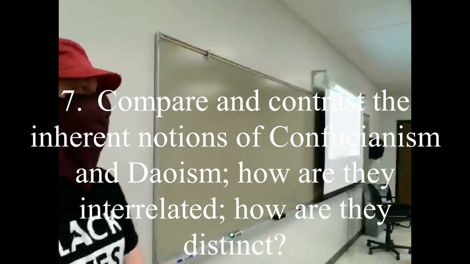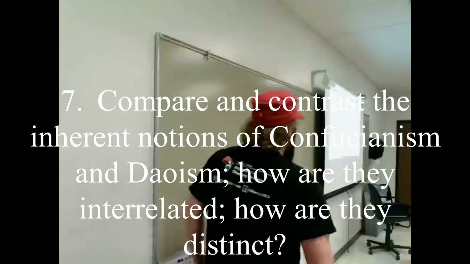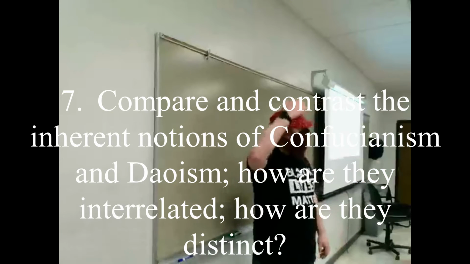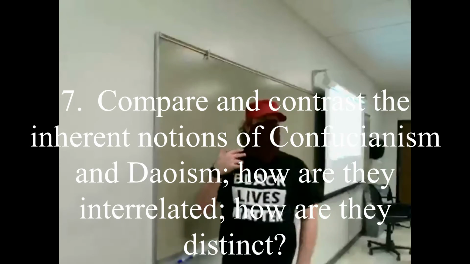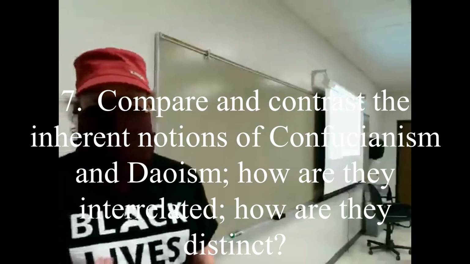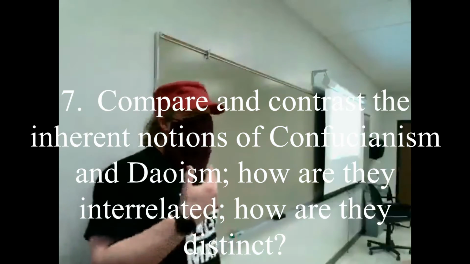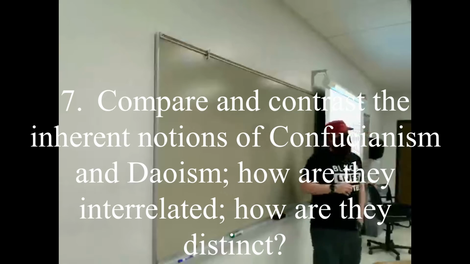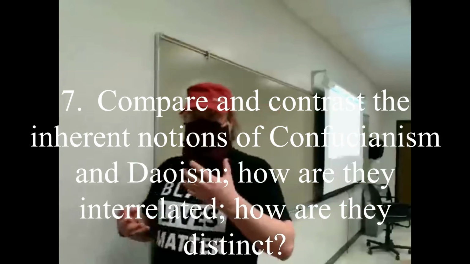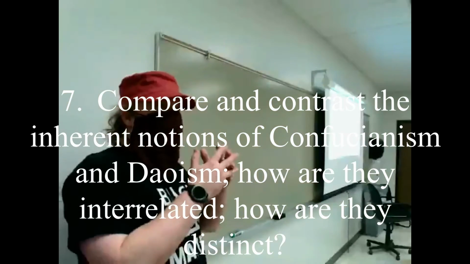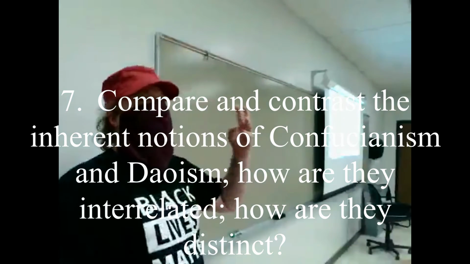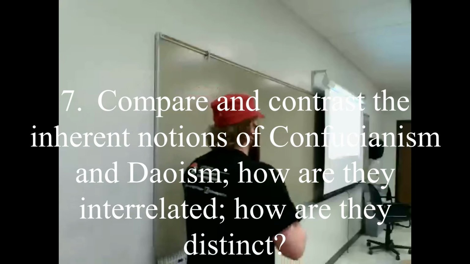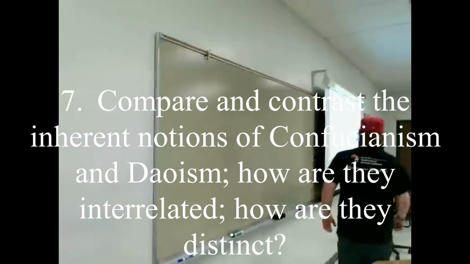7. Compare and contrast the inherent notions. By inherent there, I'm talking about the fundamentals. In Confucianism, it would be the Zhengming, like aspects of ritual, aspects of filial piety, and in Daoism, that would be the notion of emulating nature, Wu Wei, Ziran. Compare and contrast them. How are they interrelated? How are they distinct? Because, like I said, in China, just like we were talking about Shinto and Buddhism coming together, especially in Japan, in China, Confucianism and Taoism come together to the point where they're very difficult to distinguish and to extricate from one another. And add that to a layer of Japan, too.